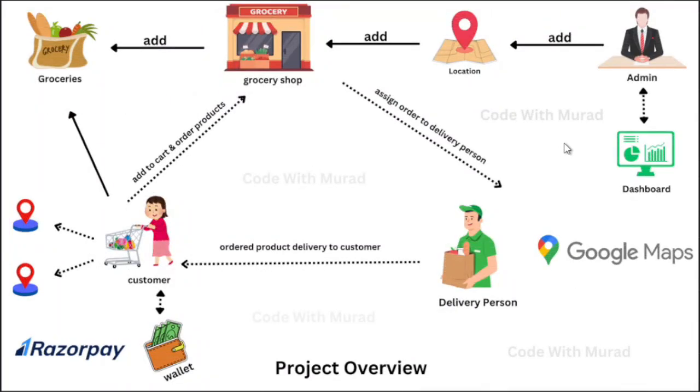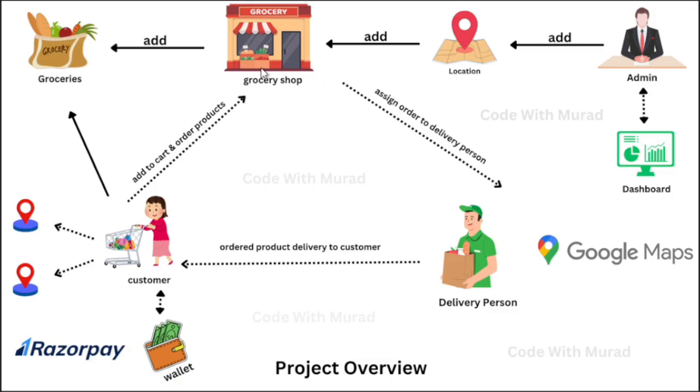As we know, our project contains 4 user modules: the admin module, grocery shop module, customer module, and the delivery person. Firstly, admin will register and log in to the system, and he will add multiple locations into the system. And why is admin adding these locations? Because only in these locations can grocery shops register and run their business. I mean, they can sell their products. Let's suppose admin adds Mumbai and Pune locations, then only shops from those locations can use our platform to sell products.